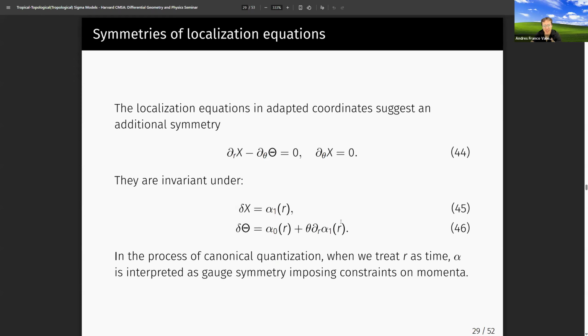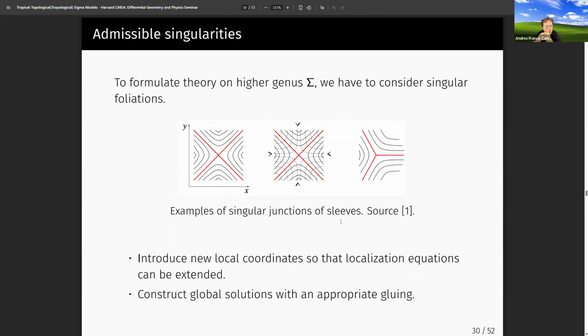The interesting thing is that the localization equations actually also have an additional symmetry. You can find out that they have this additional symmetry that we're going to call the alpha symmetry that we're going to use later in order to show you how to extend the construction from a sleeve, so just the S1 times a constant interval, to a general Riemann surface. And so if you want to formulate the theory on higher genus, like I said, you have to consider these higher singular foliations.